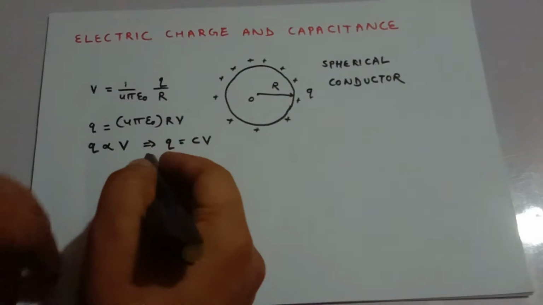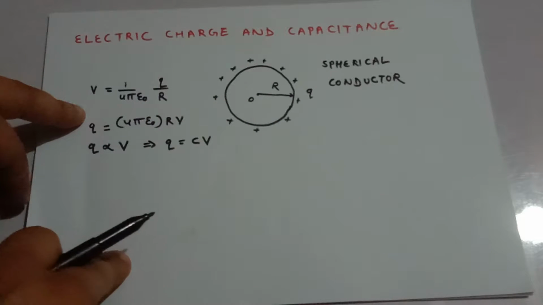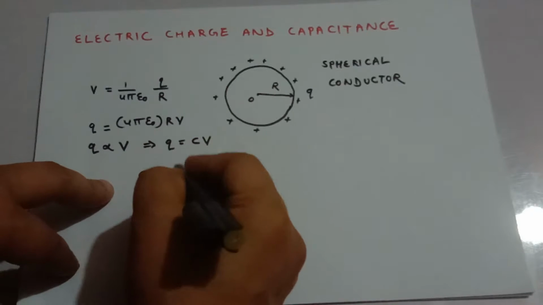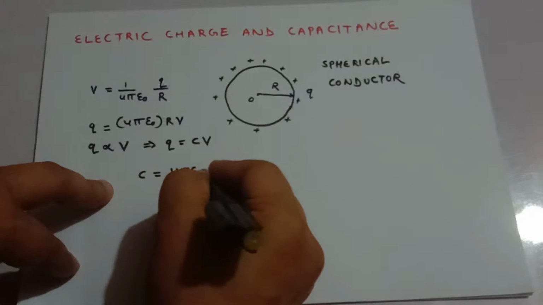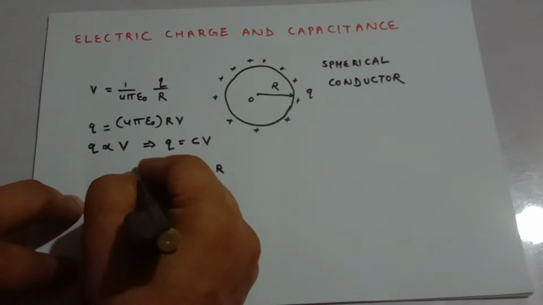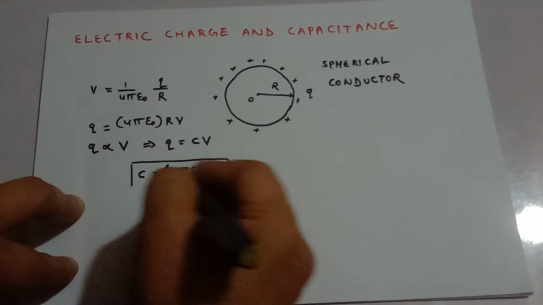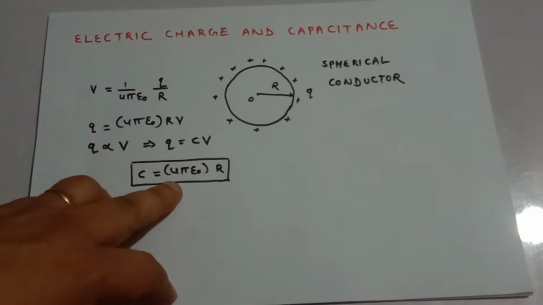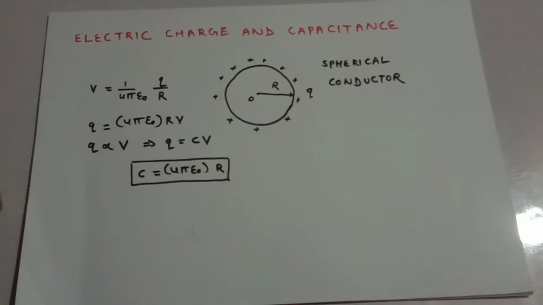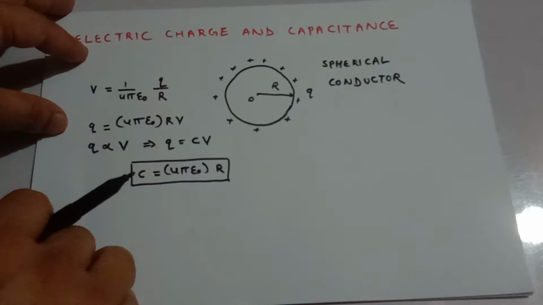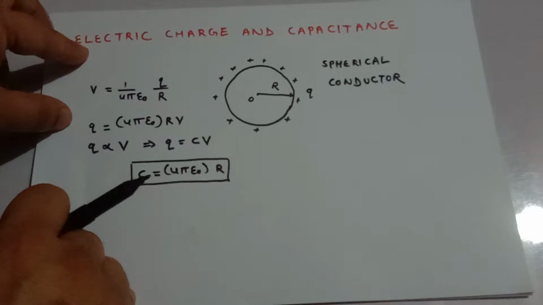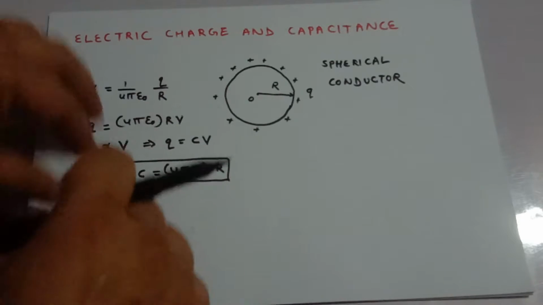If you compare these two equations, the first one and the second equation, then you will know that C, which is the capacitance, would be 4 pi epsilon naught into capital R. So the capacitance of a spherical conductor having a charge small q would be equal to 4 pi epsilon naught into capital R. That is the capacitance of the spherical conductor. Right. Now we will consider a particular case.